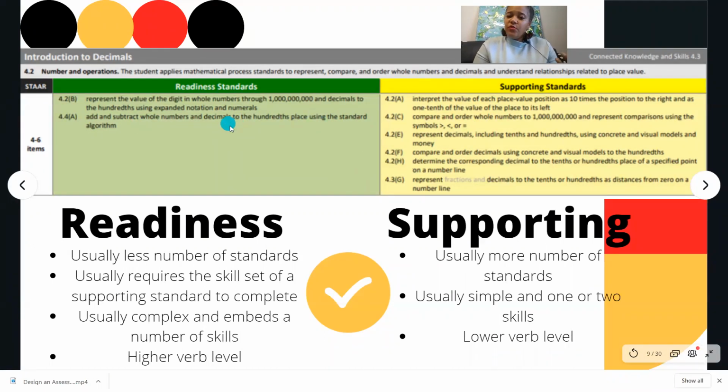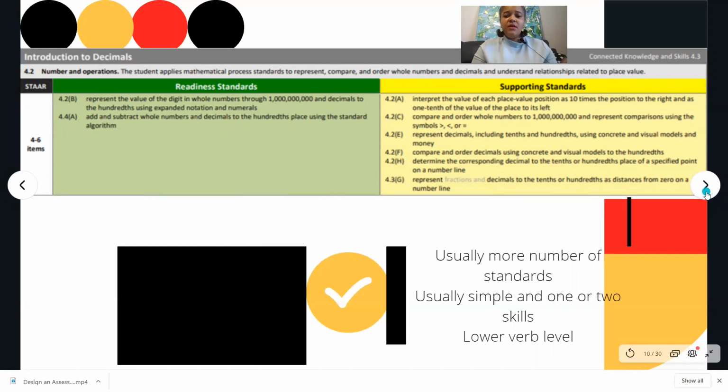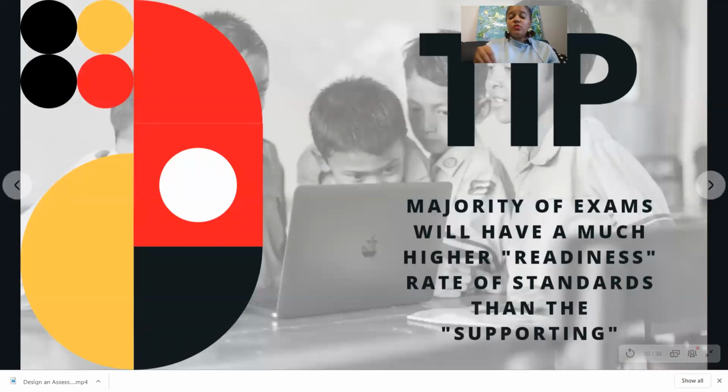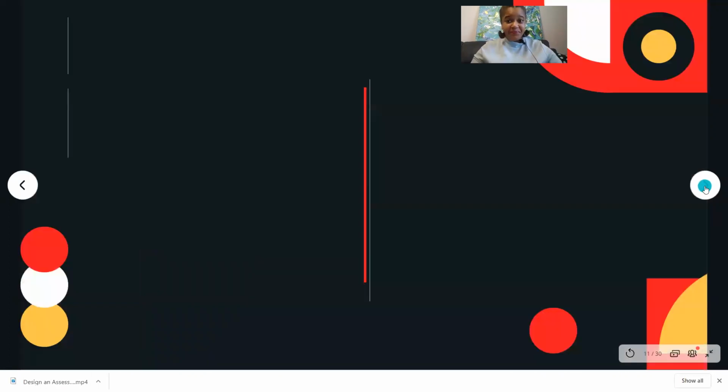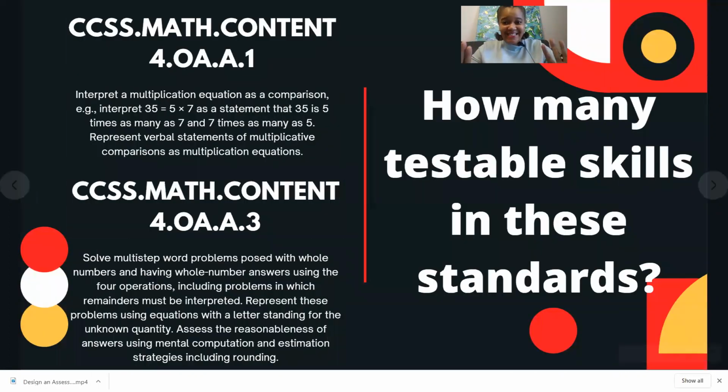So it's very important for you to say, you know what? I don't even have to give a question to prove mastery on this, because if they can do 4.4A, I know they can do 4.2H. And you have to value and look at your standards in that way. So we go back to the tip, and that's one reason why your readiness standards are more high stakes. Your readiness standards are more valuable in the testing process than your supporting standards. Got it? Okay.